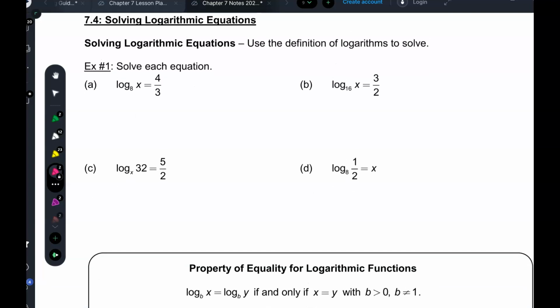Easy. Extremely easy. So let's combine what we did in the last lesson. Now we're going to solve logarithmic equations using the definition.